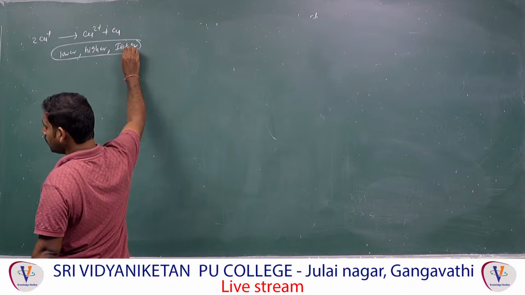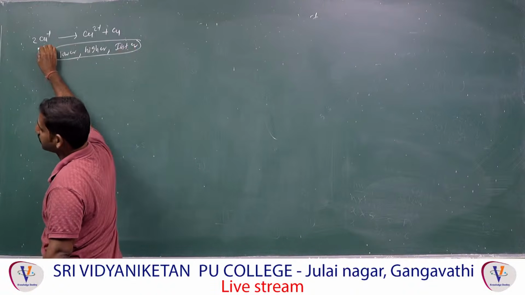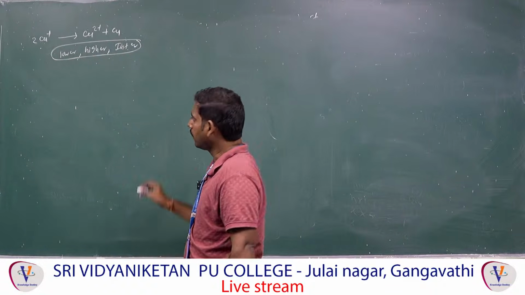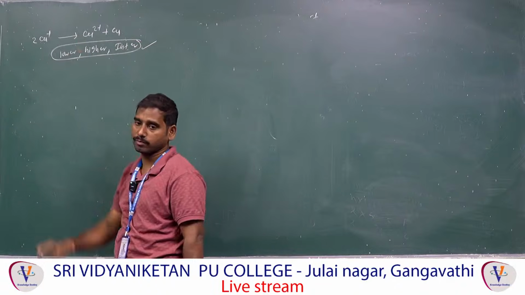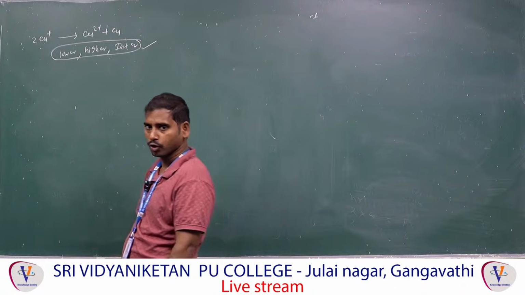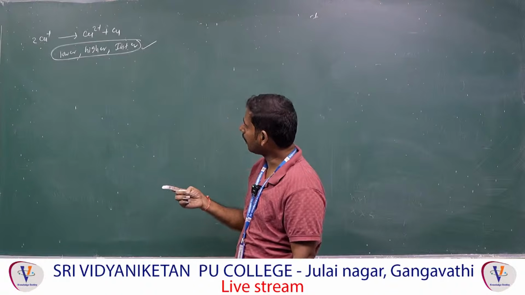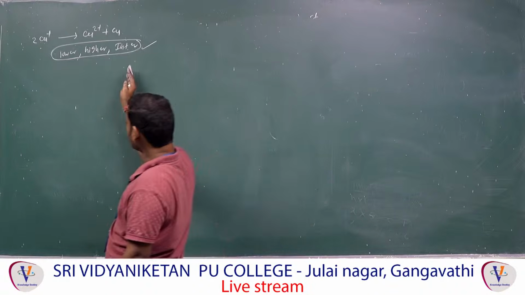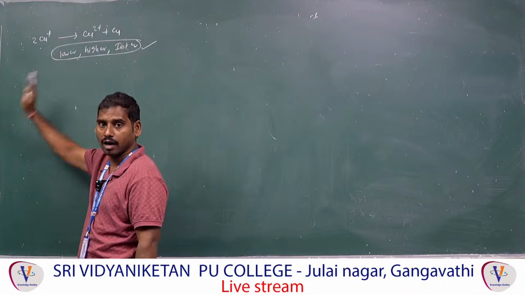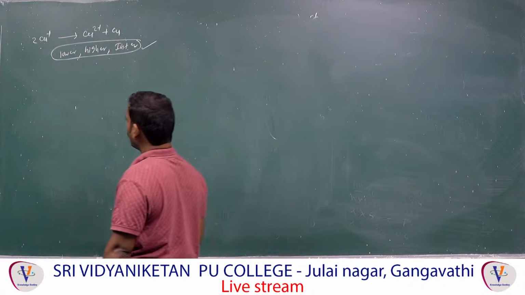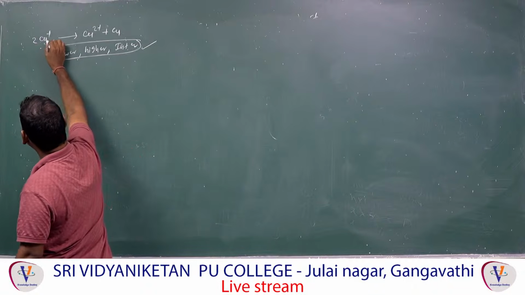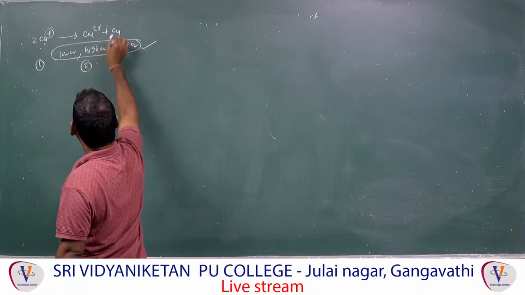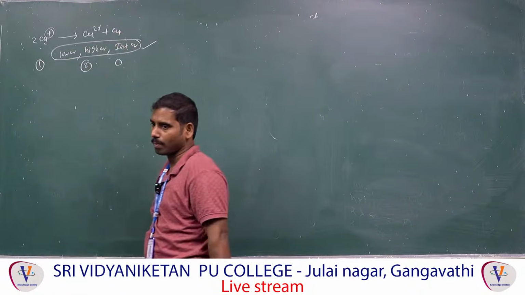Intermediate oxidation state must be on which side? Reactant side. Higher and lower must be on the product side. If that is satisfied in any reaction, that is called a disproportionation reaction. Once again observe. We need 3 oxidation states. One is lower, other one is higher, other one is intermediate. This is a hint: intermediate oxidation state must be on the reactant side, higher and lower must be on the product side. Observe now here. Oxidation state of copper here is 1. Oxidation state of copper here is 2. Oxidation state of copper here is 0.